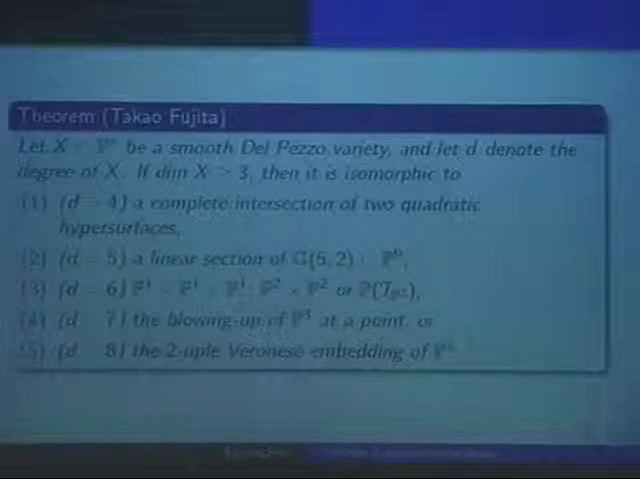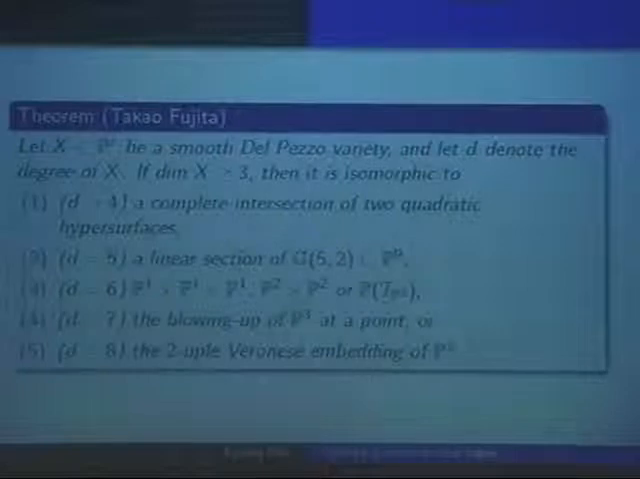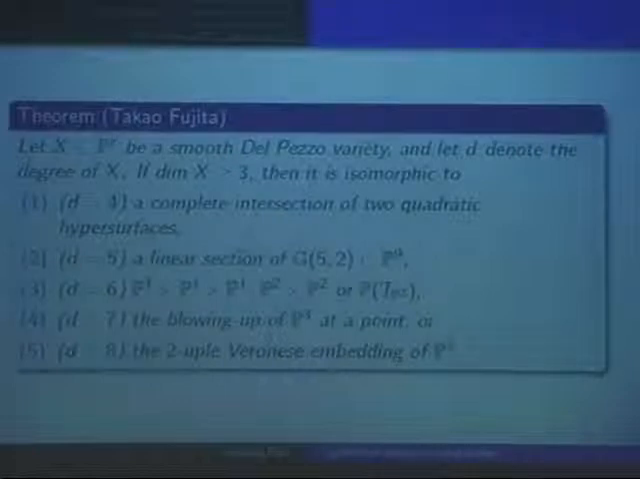So if the dimension is bigger than or equal to 3, then in the degree 4 case, that is, the codimension is 2, X is a complete intersection of two quadrics. And for degree 5, X is either the six-dimensional Grassmannian or its linear sections. And also for degree 6, 7, and 8 cases, Hoa and Pfister provide the complete classification.